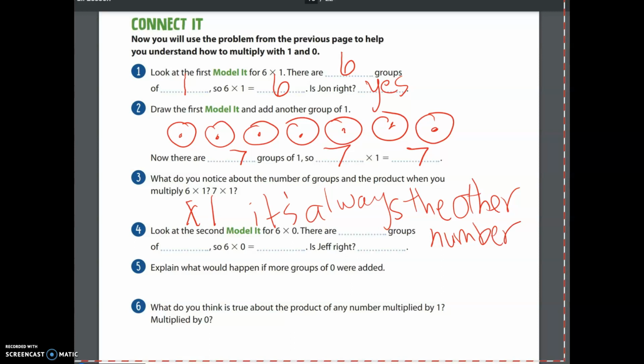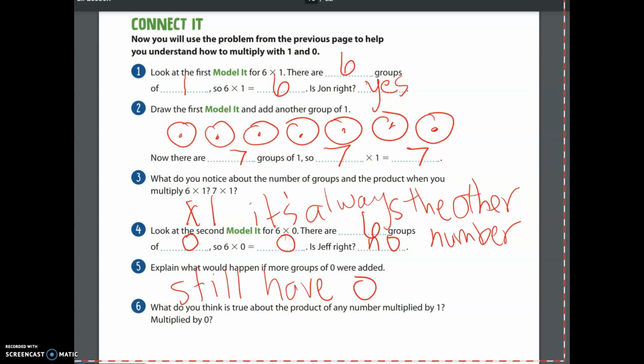Look at the second model. 6 times 0, there is still 6 groups, but there's nothing in those groups. So 6 times 0 has to be 0. So is Jeff right? No, Jeff is not right, because there can't be 6 if there's nothing in each group. So what would happen if you added more groups of nothing? Well, if you have more groups of nothing, you would still have 0 because you wouldn't be adding anything.